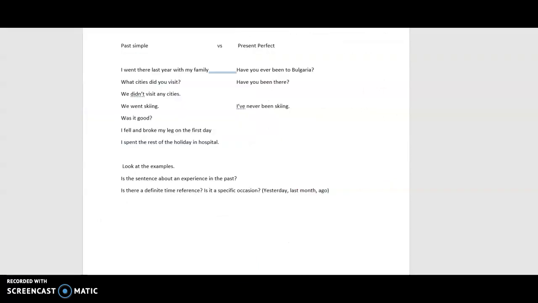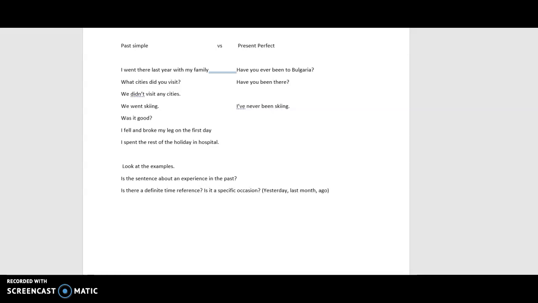So now I assume you have all the sentences, and these are the sentences that I collected from the dialogue. Yeah, so we have sentences in the past simple and sentences in the present perfect. Our objective, nuestra idea, es buscar cuál es la diferencia, why we use one instead of the other.